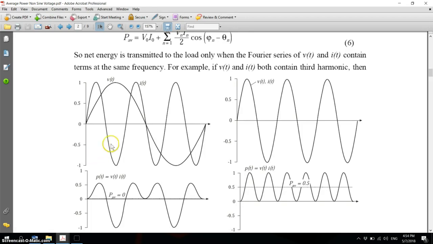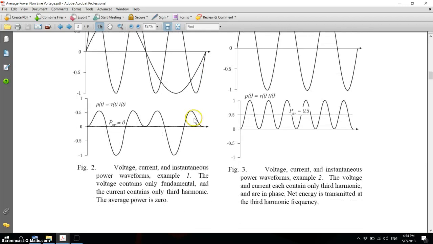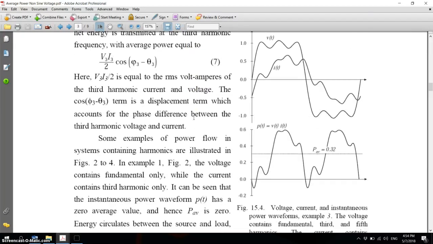However, in this case, we have the same voltage and current frequency, and they appear to be in phase. So the power is actually V peak times I peak divided by 2, because cos 0 is 1, so the average power is 0.5. So these are 2 examples, and let's look at another example here.